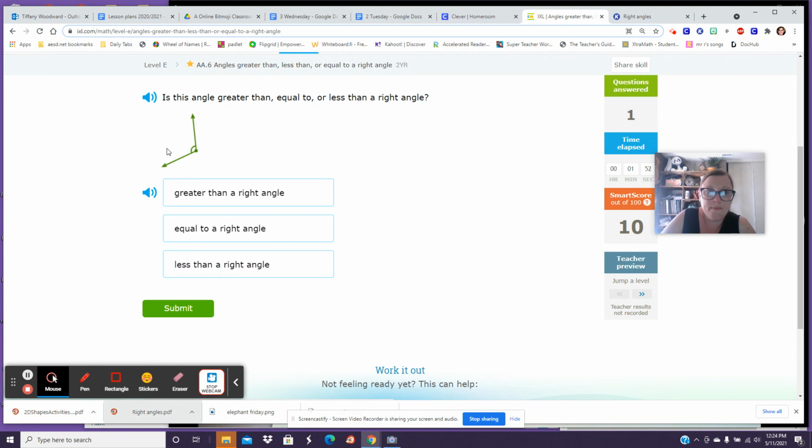This one looks like it got bigger than the right angle. Here, I can draw it right here. So the right angle would be right here. See the right angle? So since this one goes way outside of it, it got greater.